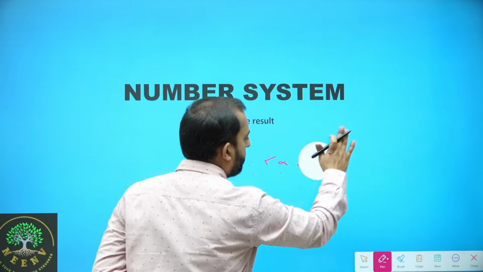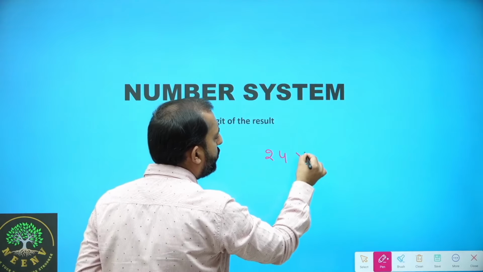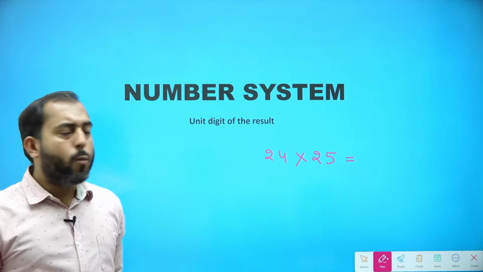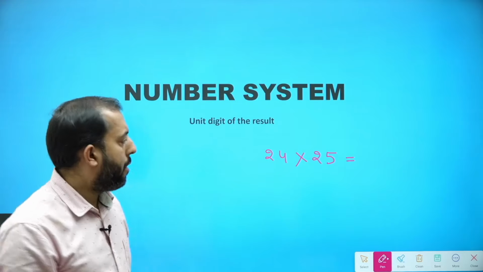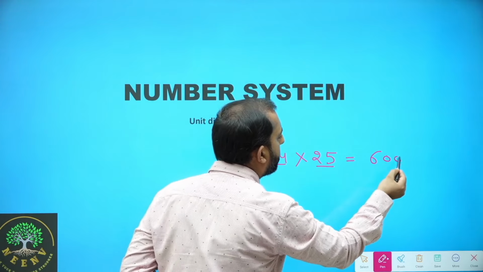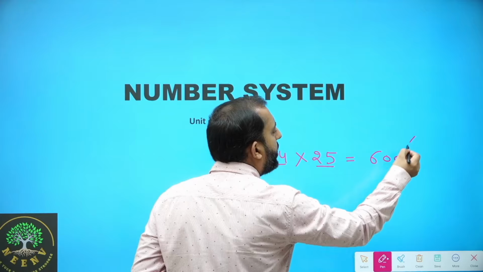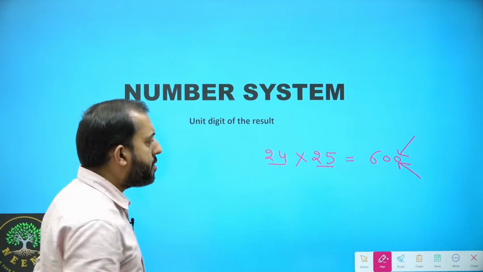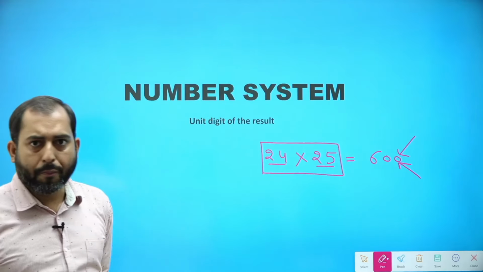Now, suppose you have something like 24 into 25. Now I'm asking you, what is the unit digit of the result? So what will you do? You will multiply 24 with 25. Your answer is 600. Right? And now you can easily figure out that the unit digit of the result is 0. Hence, the unit digit of the result of this expression should be 0.